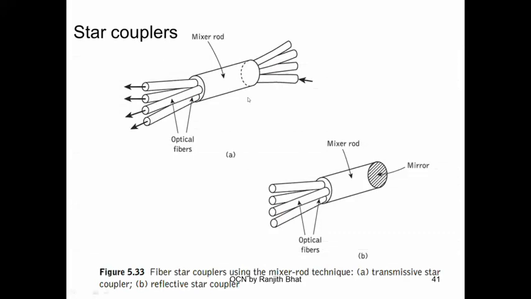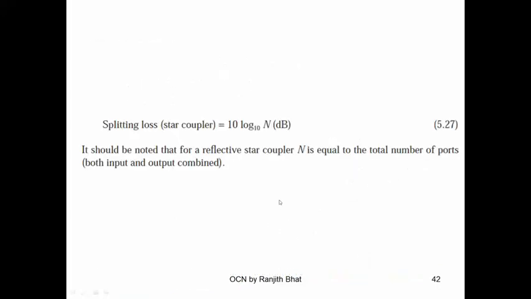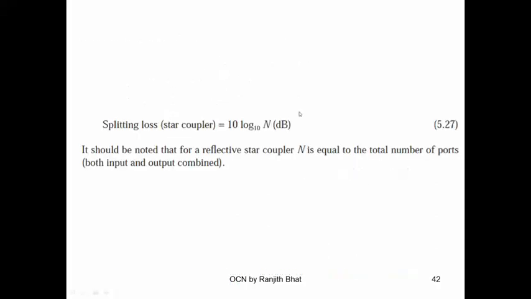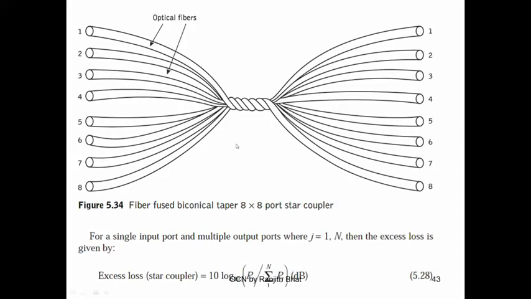Finally, you have star couplers where you have M to N or N to M. This is a mixing rod and this is a mirror in case you need to bounce the signal back. Splitting ratio for a star coupler is given by 10 log N, where it should be noted that for the refractive star coupler, N is equal to the total number of ports. N is the number of ports, right? This is an extension of an 8 cross 8 star coupler.